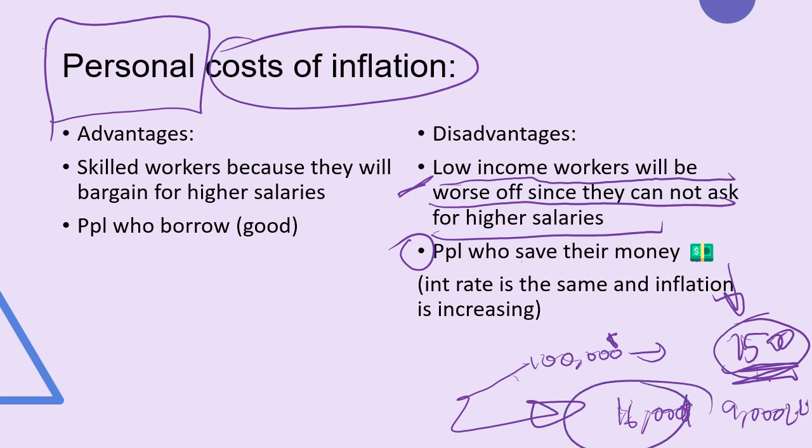So see, what happened is, because I saved my money, I was worse off. Now, what are the advantages of inflation? For the skilled worker, he could bargain for a higher salary. And as I said here, for the savers it's bad, whereas for the people that borrow, it was good. Because when they want to repay their loan during inflation, they will be as if they're winning. Okay? They would be better off.